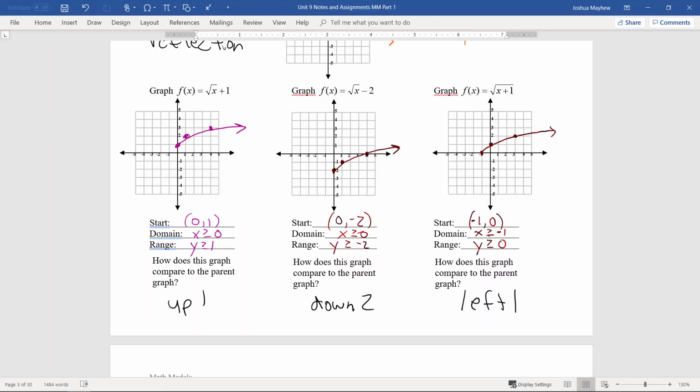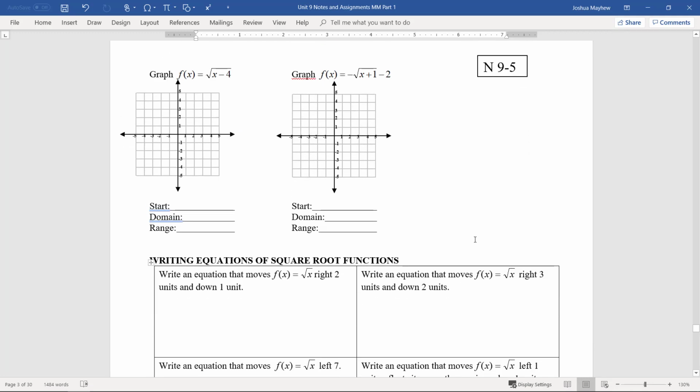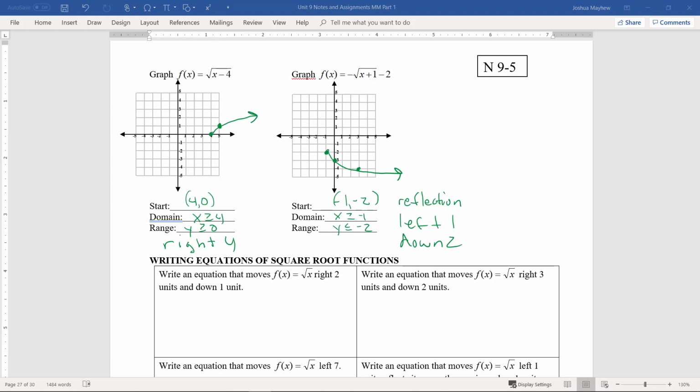I want you to go to the next page and do the next two. All right, see if you can get them right. All right. Describe the change too. And pause the video right now, do the next two, and then check your answers. All right, check your answers, see how you did.